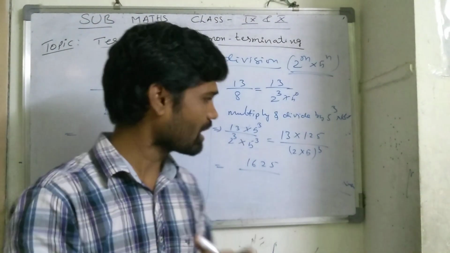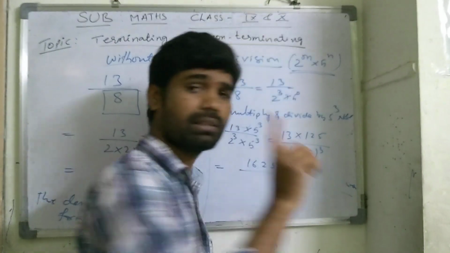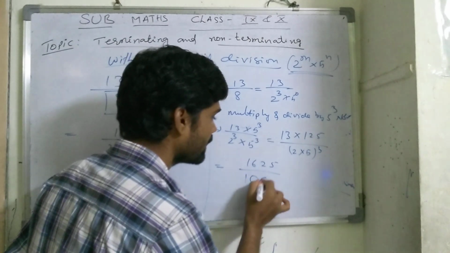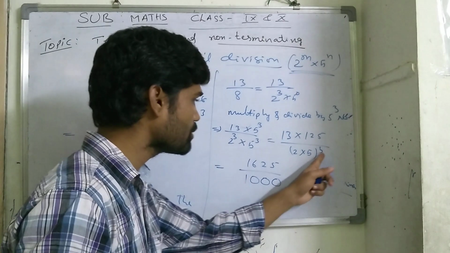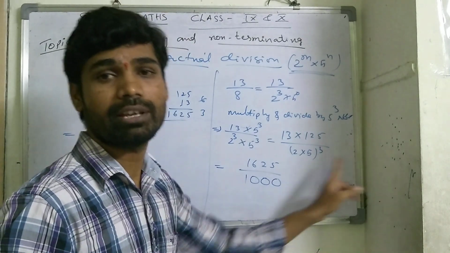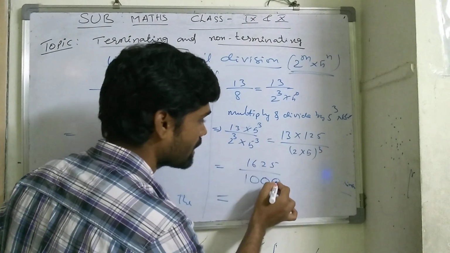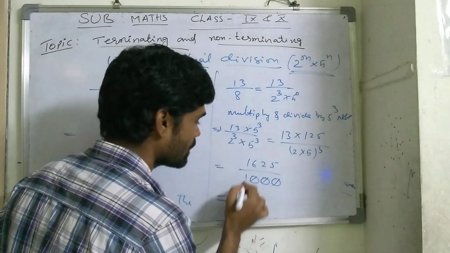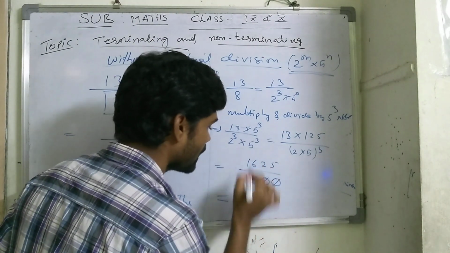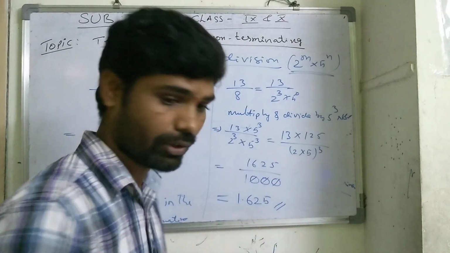So it is very simple. No need to multiply by 10 power 3. How many are there? 3. So directly you can write 3 zeros in the denominator. If it is 2, 2 zeros. If it is 1, 1 zero. If it is 4, 4 zeros. If it is 5, 5 zeros. If it is 6, 6 zeros. So here there are 3 zeros, so we put the decimal point after 3 places: 1.625 is the answer. Okay guys?